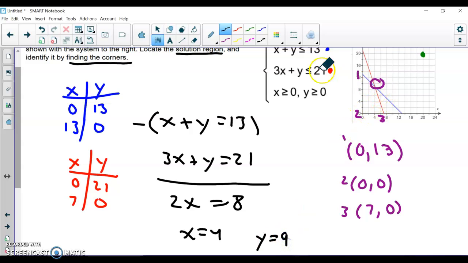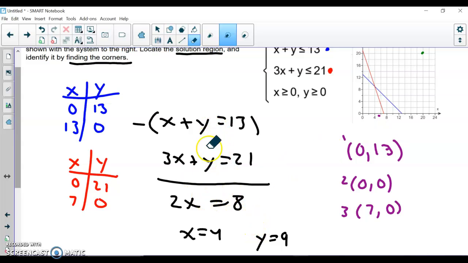So I know it looks like it's pretty easy to read from the graph here. You probably could say, hey, that's 4 and that's 9. But it's nice to be certain, and that's how you would figure that out. You would just solve that system one way or another, whether using the matrix options in the calculator, or in this case, the elimination method. In either case, we figured out that the fourth corner, right up here, which I can just call 4, was the point 4, 9.